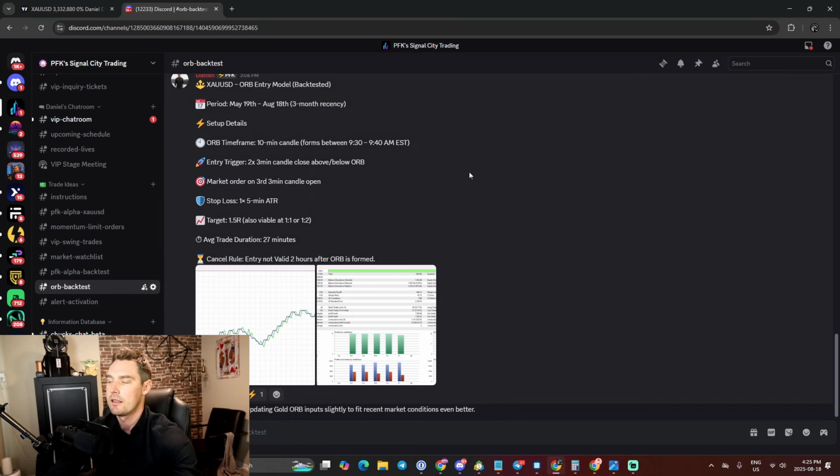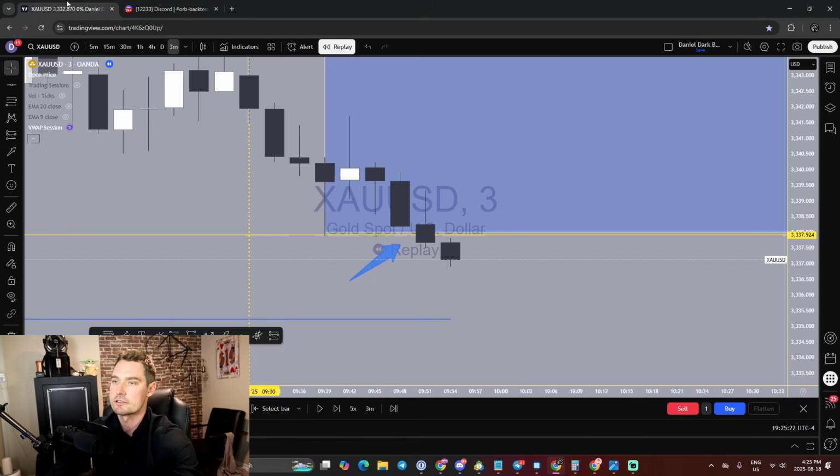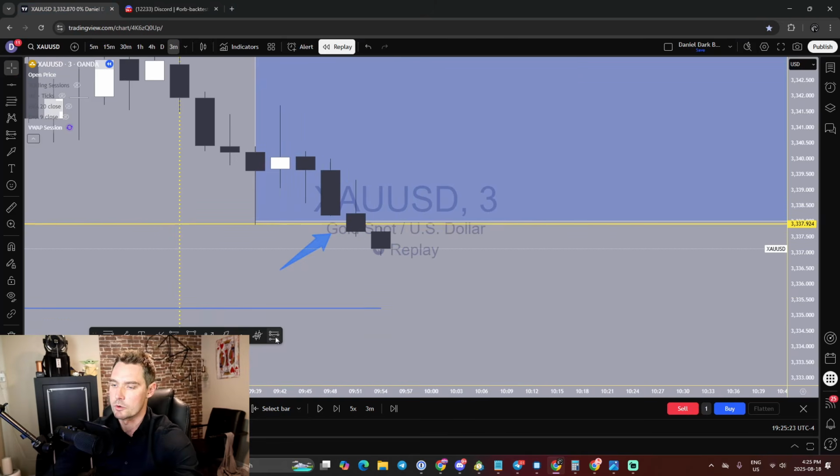Okay, so how do we set up this trade? Great question. Now that we know we need a market order, we are setting it up on the third candle open, right? Because we had our 2 3-minute candles close below the ORB. So we're going to set it up like this. I'm going to take a short, right? We're going short right there.